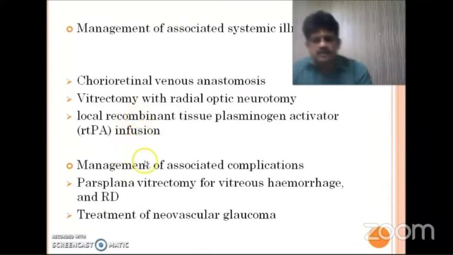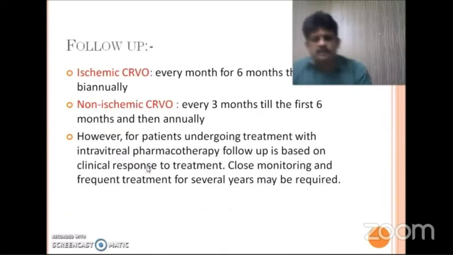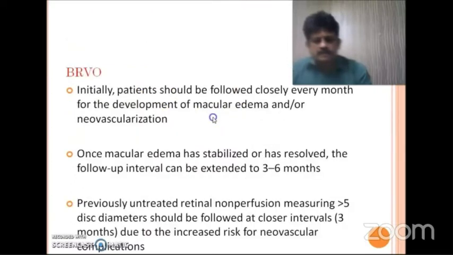If it is associated with vitreous hemorrhage or traction detachment, the patient may be subjected to vitrectomy. Follow up in case of ischemic CRVO is every month for the first 6 months, and then biannually. In non-ischemic CRVO, every 3 months for the first 6 months, and then annually.